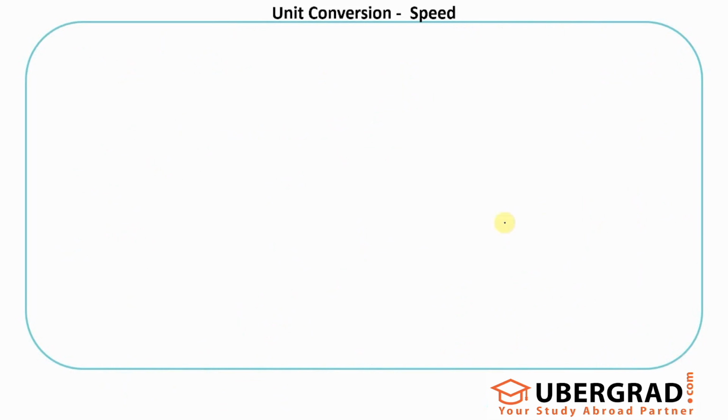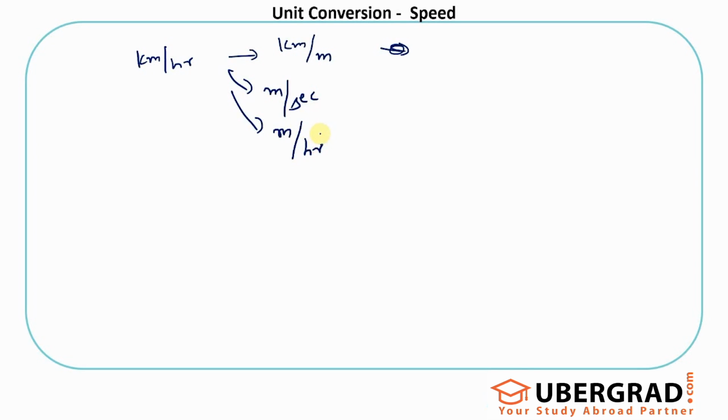The next thing you should know is about the speed. Let's say I give you speed in kilometers per hour. How would you convert that into kilometers per minute? How would you convert kilometers per hour to meters per second? This is a standard conversion, but if I ask you about meters per hour, whatever it is, you can convert to any of these.